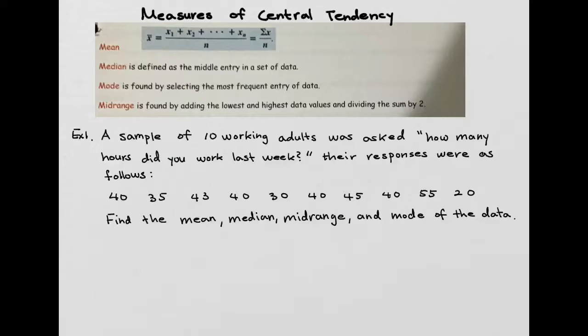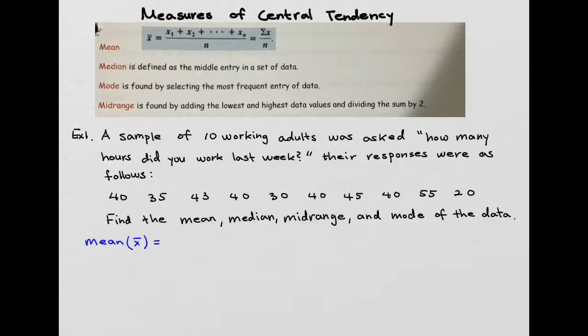So let's look at the mean first. And this is the sign of mean. In order to find the mean, we're going to add all the data up and divide by the number of the data. That's what it says in the formula right there, right? This is the notation of the summations. So add all the data and divide by the number of the data.